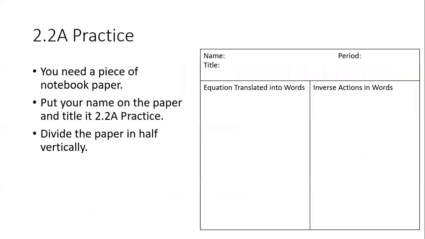So what are we going to do with this information? Well, you need a piece of notebook paper, and you're going to put your name on the paper, and you're going to title it 2.2a practice. Write the word practice somewhere on it. Okay. You're going to divide the paper in half. So, exhibit A. You're going to have your name, your period, your title, and you're going to create two halves.